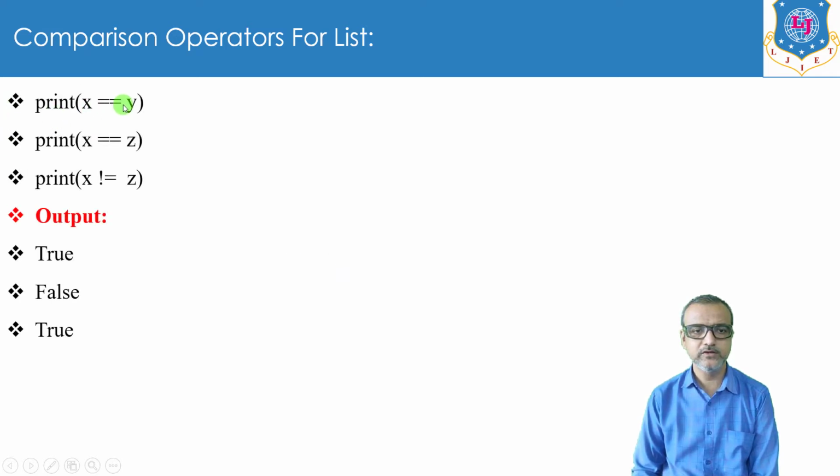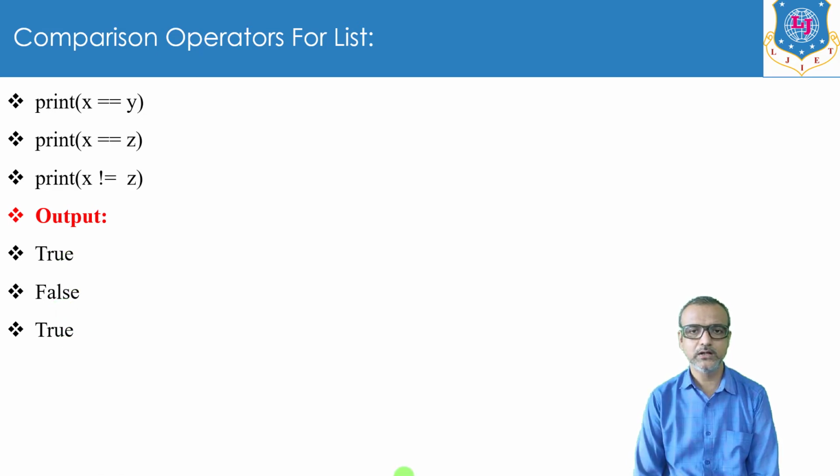Print X equals equals Y. It will print the output as true. Why? Because all the elements of X and Y are the same. Print X equals equals Z. It will give us a false result. Why? Because all the elements of X and Z are not the same. Print X not equals Z will print true. Why? Because the elements of X and Z are not the same. So the final output will be true, false, true.